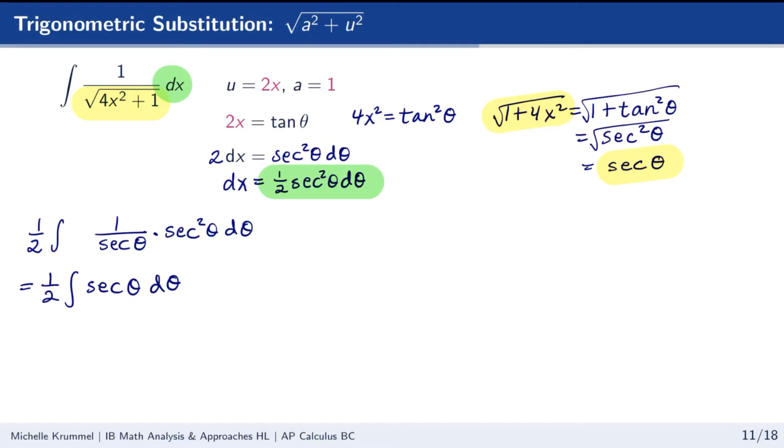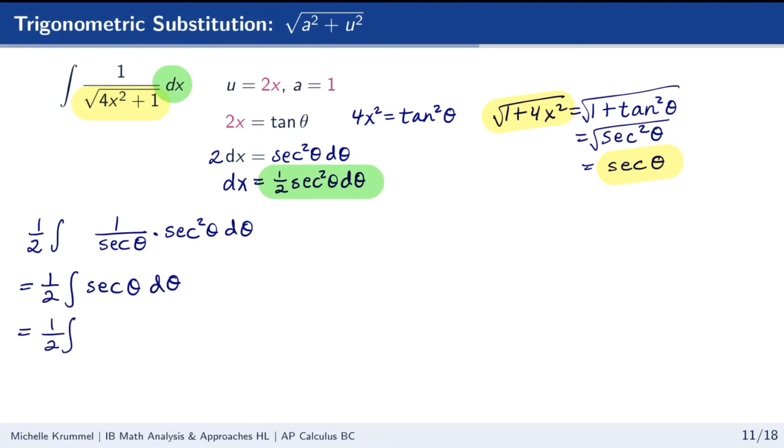We can't use a u substitution. I don't know if we could use integration by parts, but we're going to use a trig identity to write this in a different way. And this is not something that you would probably think to do on your own. So I'm just going to show you.